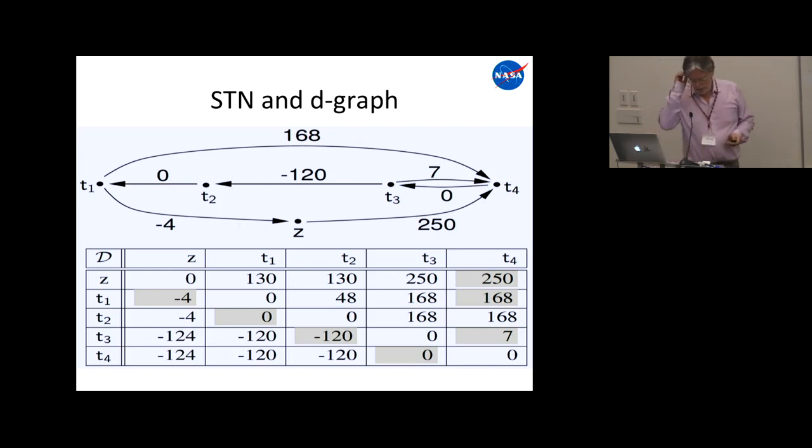This D graph has values representing the shortest path between any pair of time points. So for example, what is the shortest path between T2 and Z? From T2 to Z, you follow the directed edges, 0, minus 4. T2, Z, minus 4. Should we do another one? T3, T1, follow the directed edges.